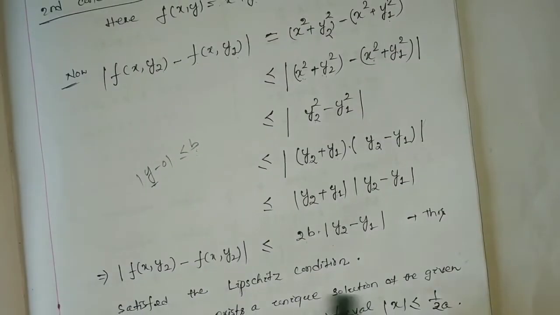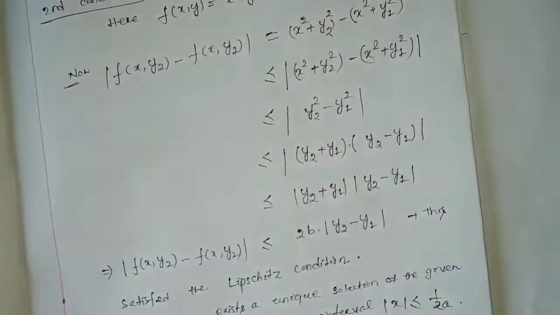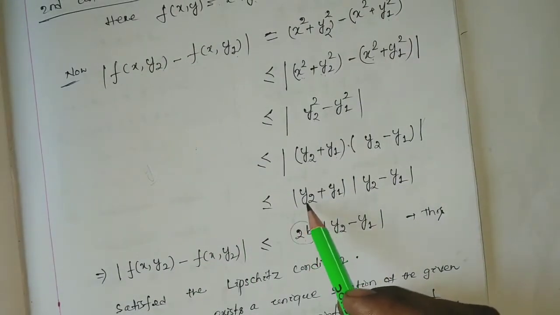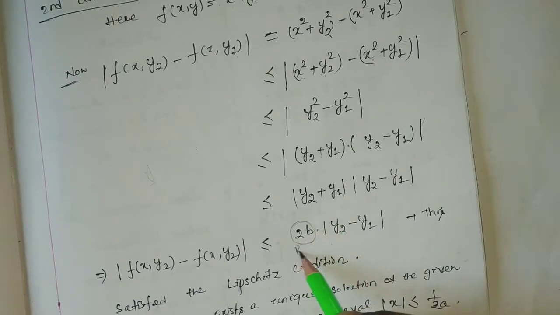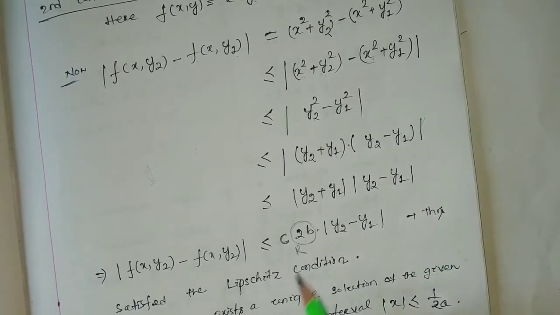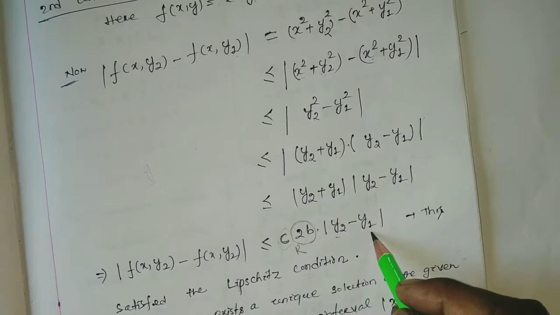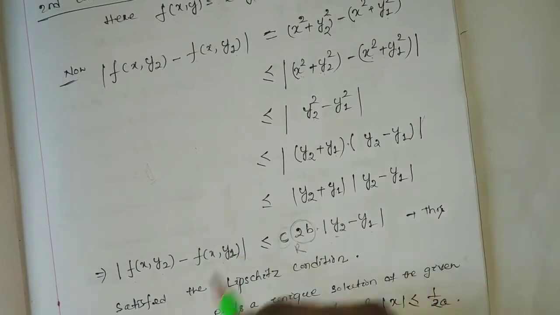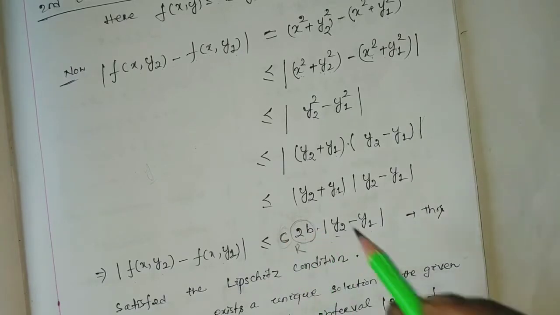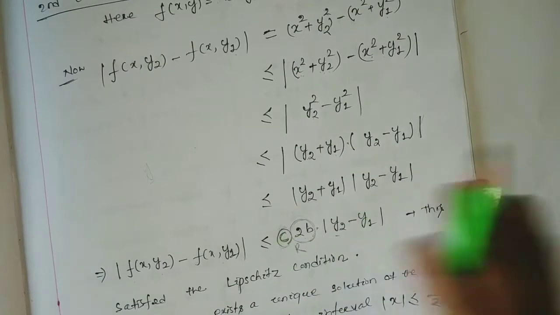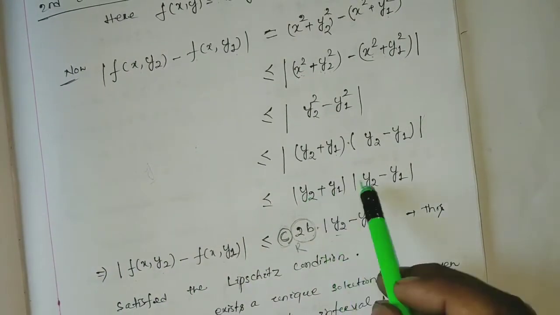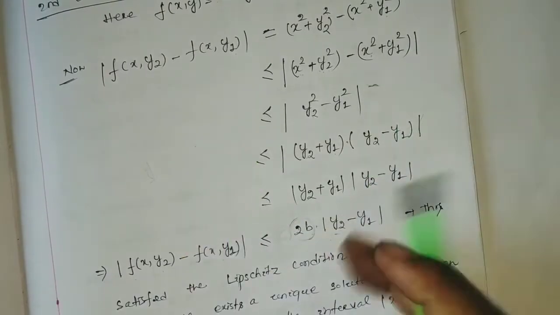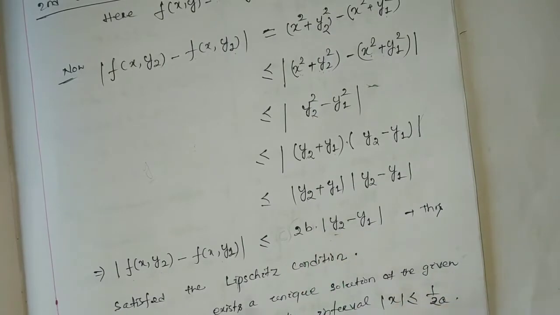Or, as I told, these y2, y1, x are real values. So after adding, the y2 plus y1 term will be a real value, or we can write some constant, right? So we get some constant into y2 minus y1. So at last what we found is that mod of f(x, y2) minus f(x, y1) is less than or equal to some constant times mod of y2 minus y1. Here you can write 2b or you can write c itself, no problem, because as we saw both y2 and y1 are real values. Here I considered the maximum value of y, so only for that I have written 2b, right?